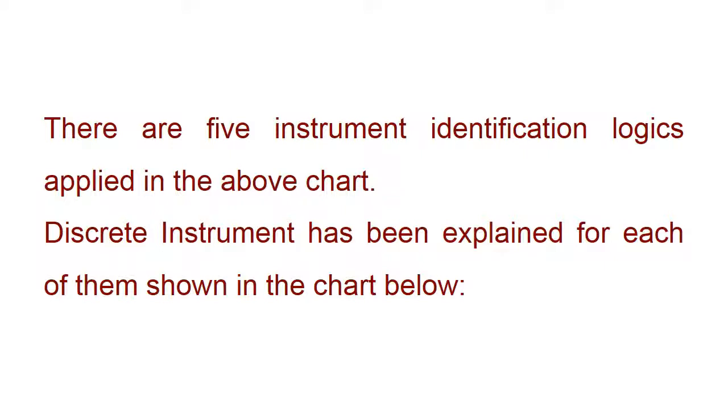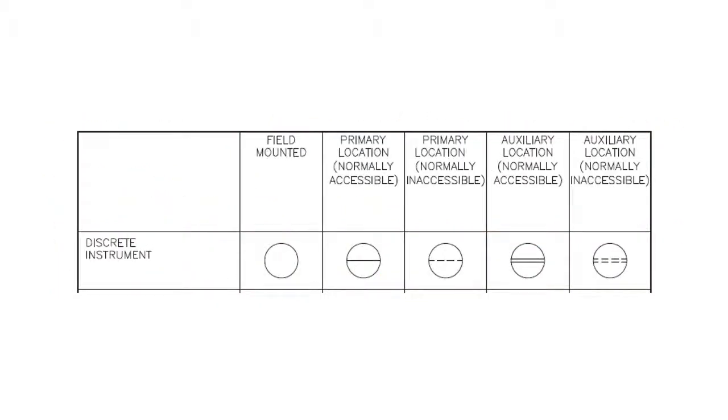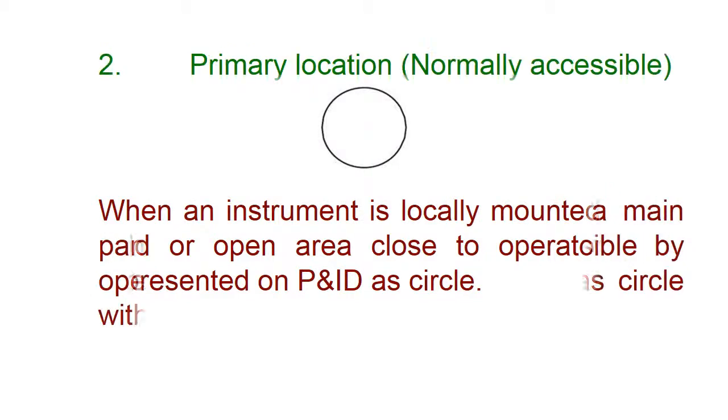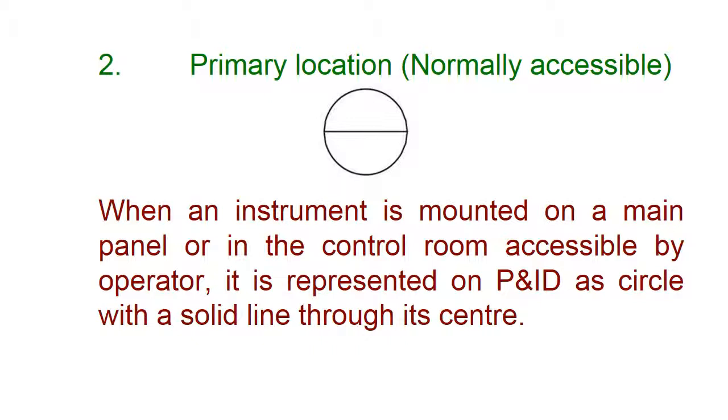There are 5 instrument identification logics applied in the above chart. Discrete instrument has been explained for each of them shown in the chart below. When an instrument is locally mounted in the field or open area close to the operator, it is represented on P&ID as a circle.